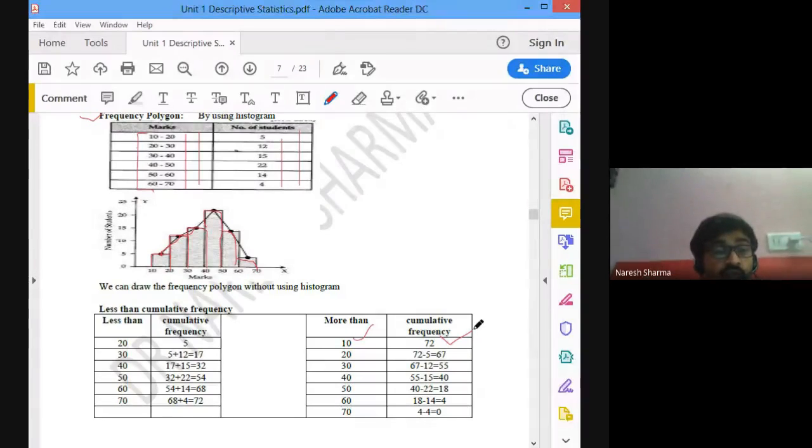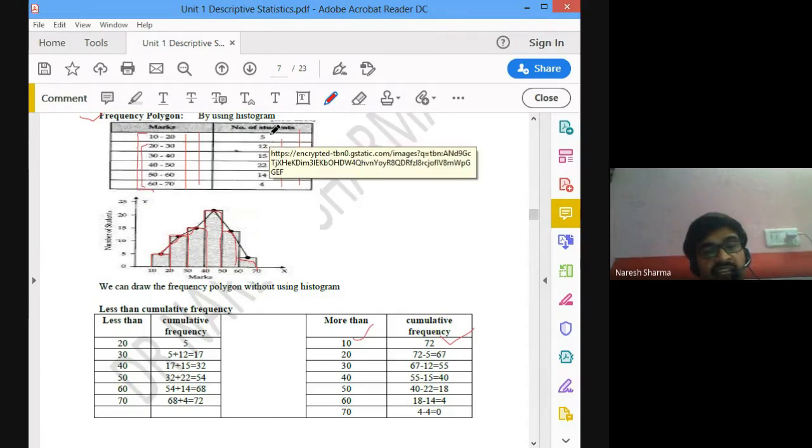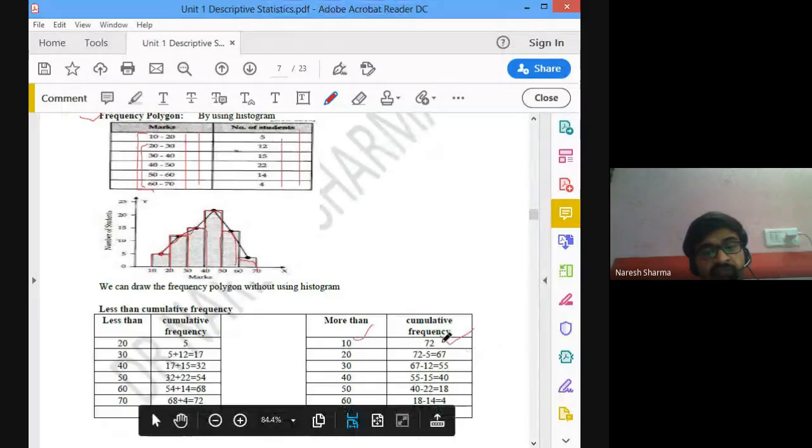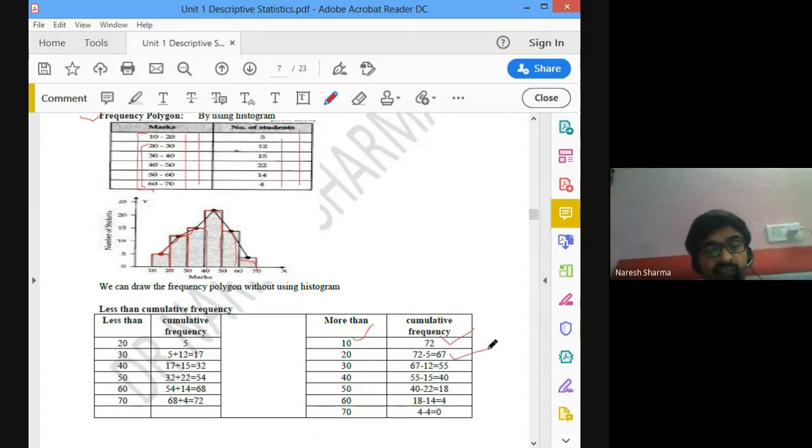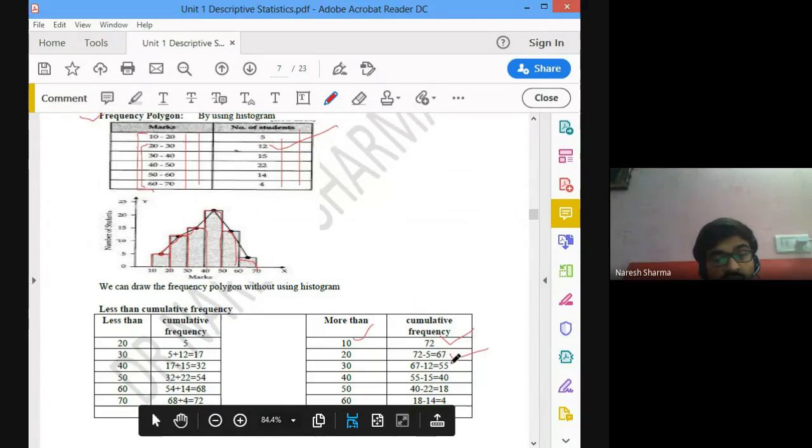Similarly, for more than 20, that means except the first entry, that is your 5. So we just subtract 5 from your 72 and we get your 67. Similarly, for more than 30, we subtract your 12, because more than 30 means except the first 2 entries. Similarly, for more than 40, we subtract 15 also, and so on.